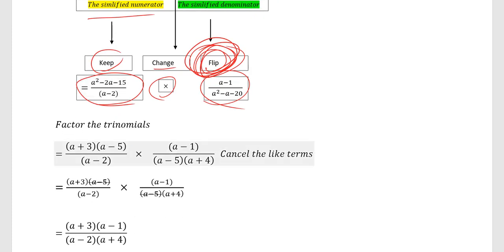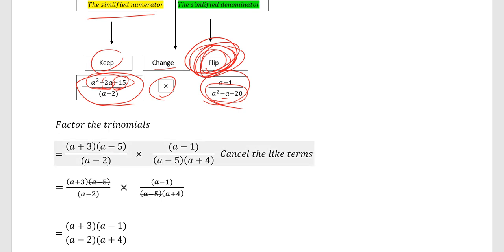Now we can factor. So factor this and this, so we can have things to cancel out. So a squared minus 2a minus 15, we need two factors of 15 that subtract to give us negative 2. So a plus 3 and a minus 5. So plus 3 times minus 5 is minus 15. But 3a minus 5a is minus 2a. So these are good. Divided by a minus 2 times, same thing here, we need two factors of minus 20 that add up to give us minus a. So minus 5 times plus 4 is minus 20. Minus 5a plus 4a is minus a.